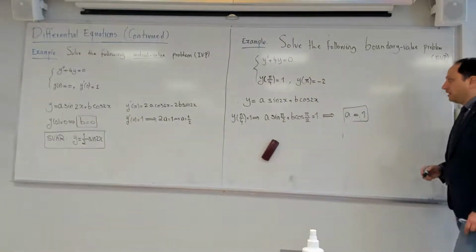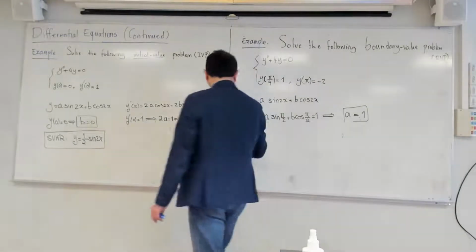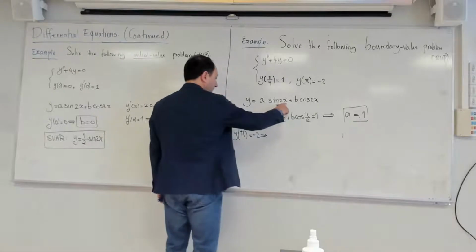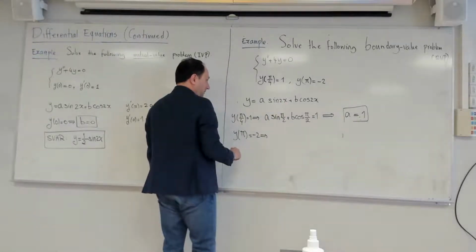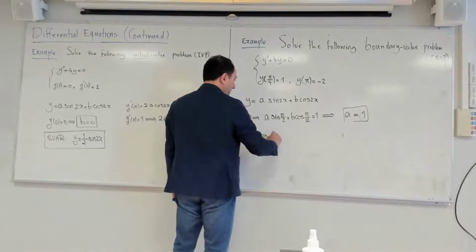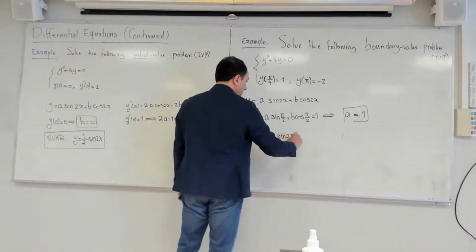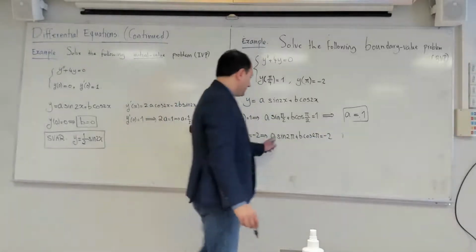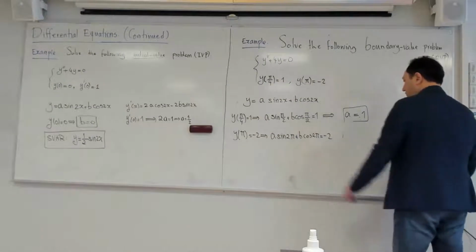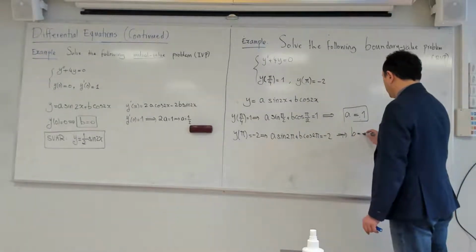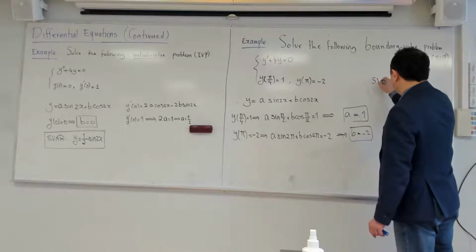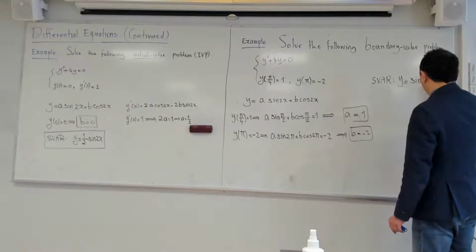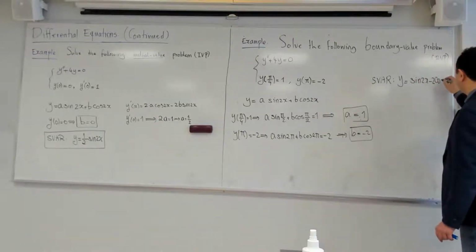So I got a. And I have to impose the other condition: y of pi is equal to minus 2. If I replace x with pi, this becomes a sine of 2 pi plus b cosine of 2 pi, which is supposed to be equal to minus 2. But sine of 2 pi is 0, and cosine of 2 pi is 1. So b is minus 2. And then the solution for this boundary value problem is y equals sine 2x minus 2 cosine 2x.